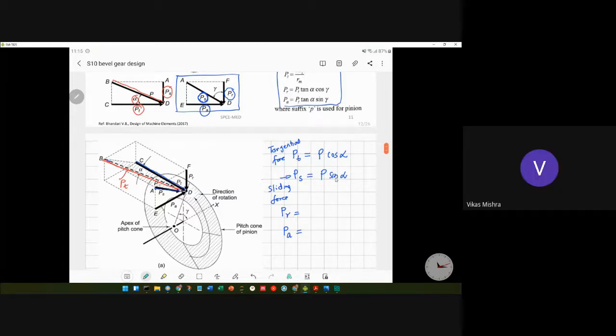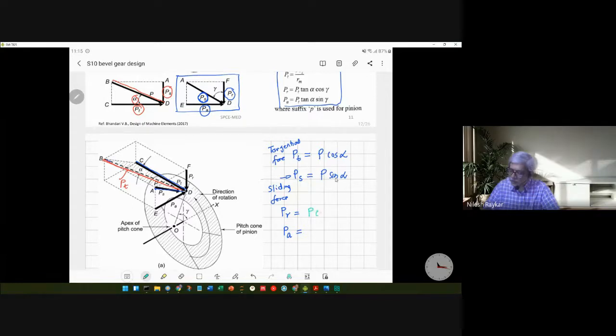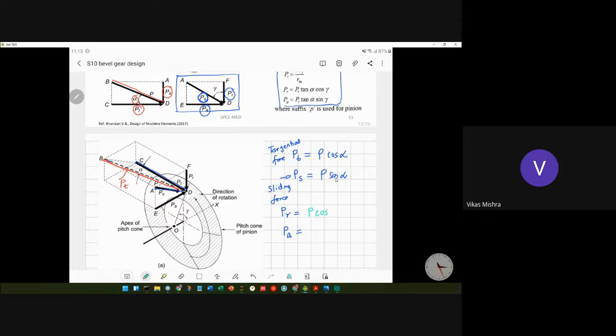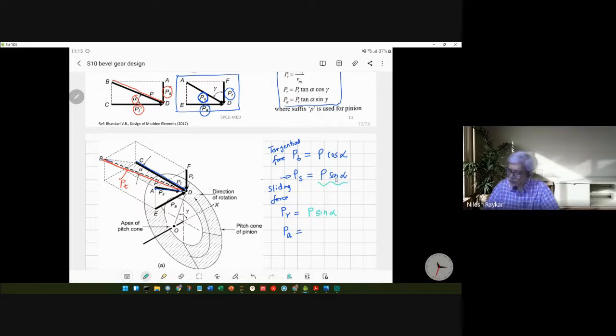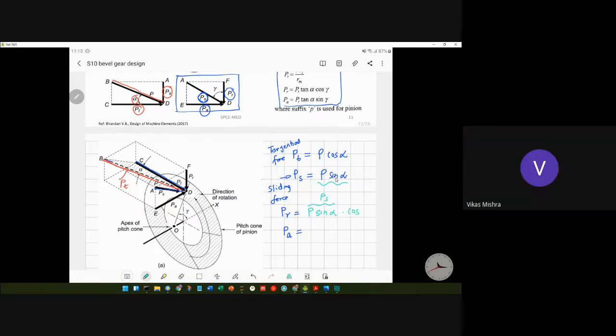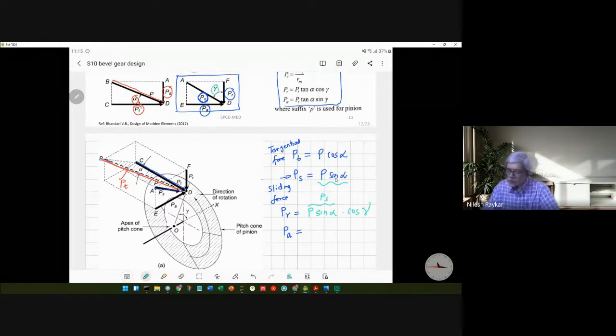P sin alpha cos gamma, PR. PR is P cos, can you repeat? Sine alpha cos gamma. P sine alpha, so that is nothing but PS. So this is PS multiplied by cos of gamma, where gamma is the pitch cone angle.